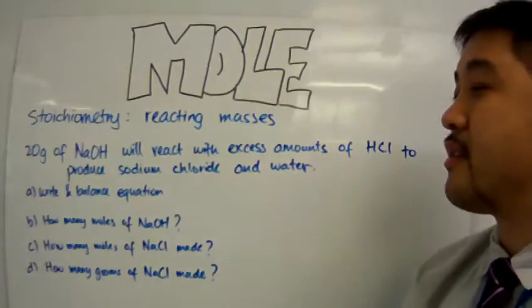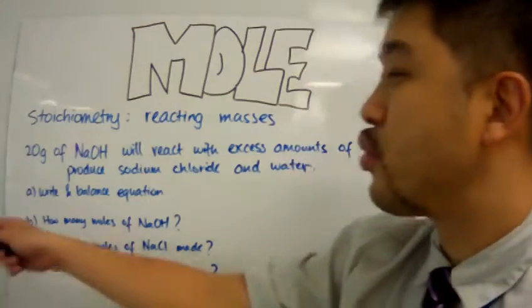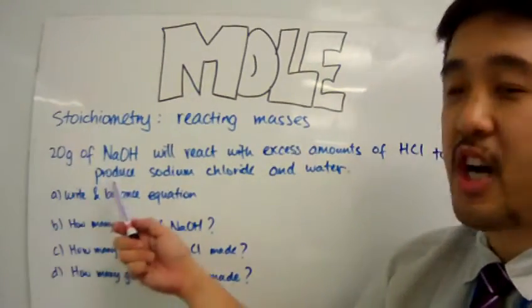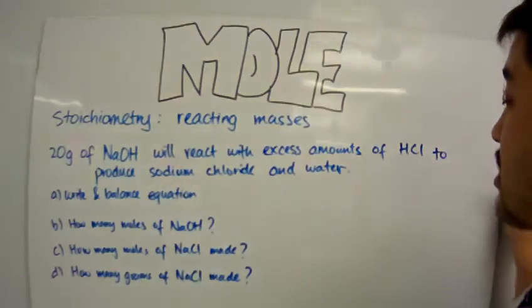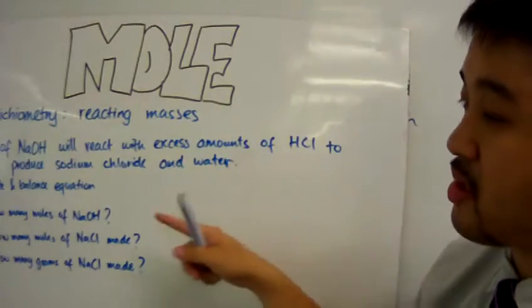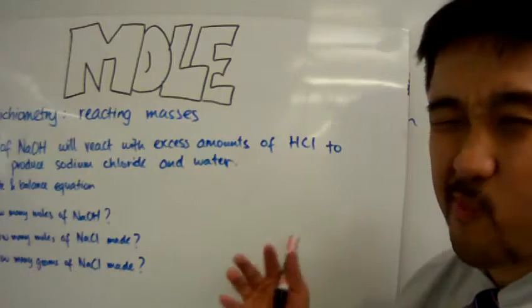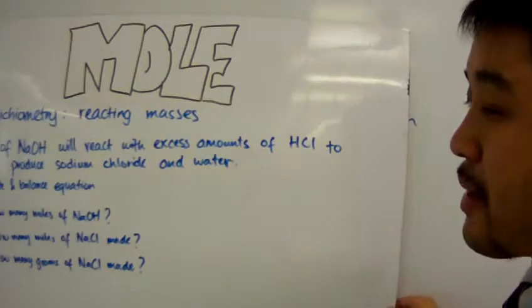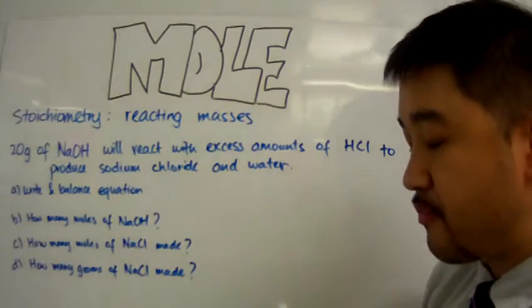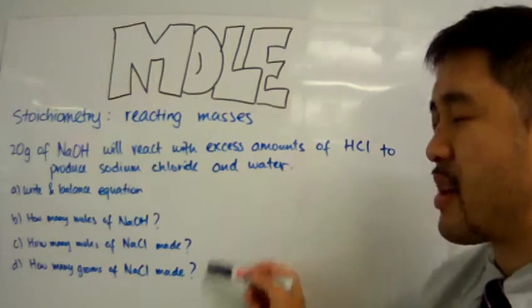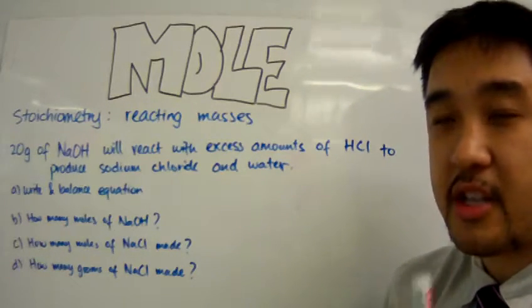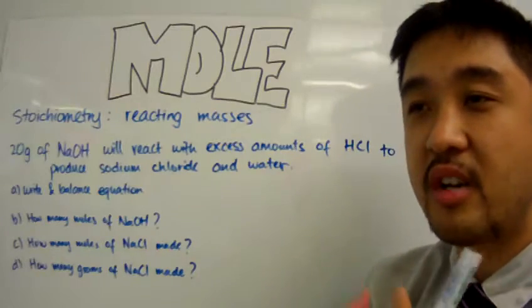Here's an example question. 20 grams of sodium hydroxide will react with excess hydrochloric acid to produce sodium chloride and water. Part A: write and balance the equation. The reason I structured the questions like this is to guide you to understand the relationship.